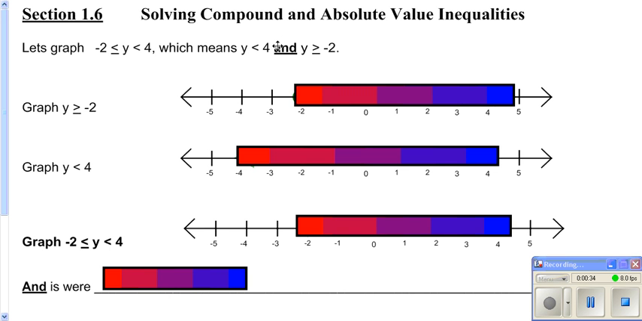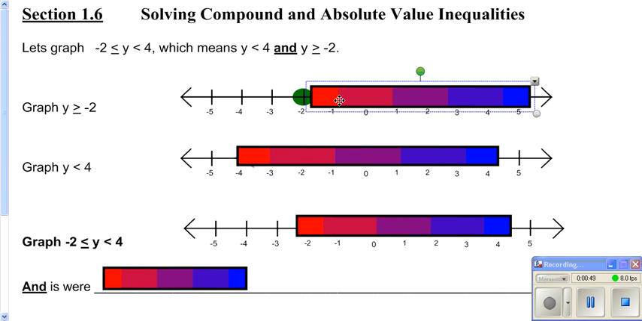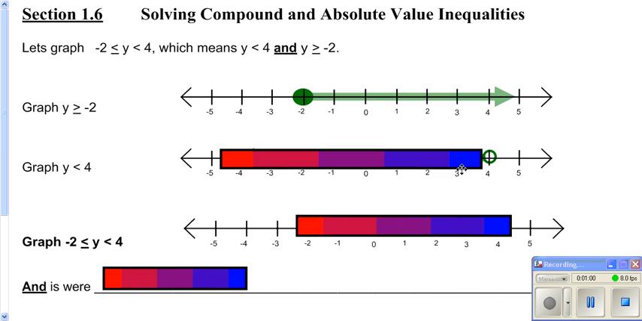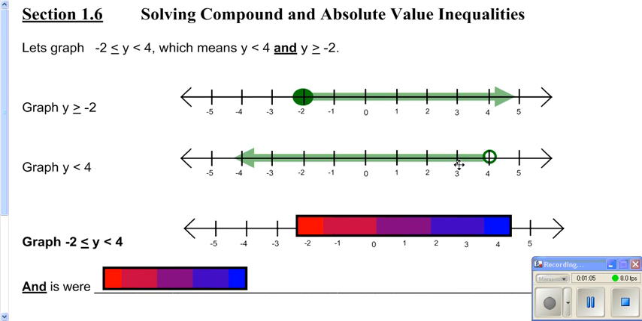How do you graph something like y is greater than or equal to negative 2? You would put a closed, filled-in circle at negative 2. You're looking for y greater than that, so you would shade to the right. Here you're looking for y less than positive 4, so at positive 4 you'd put an open circle, meaning it's not filled in. You're looking for less than, so you would shade to the left.